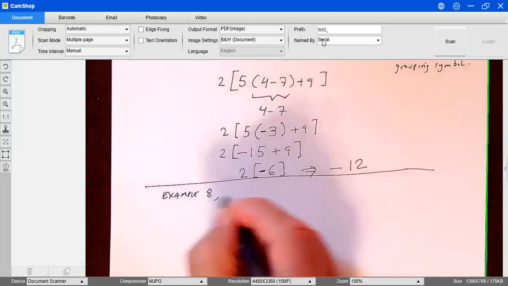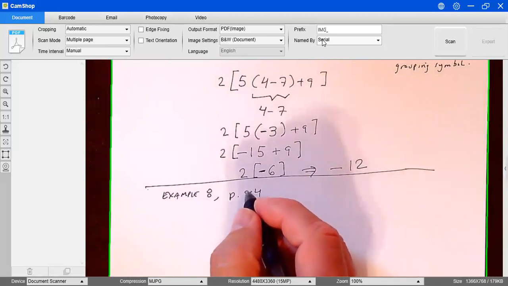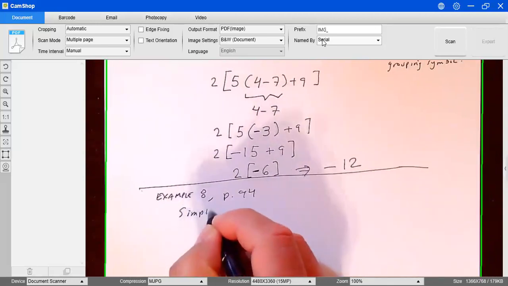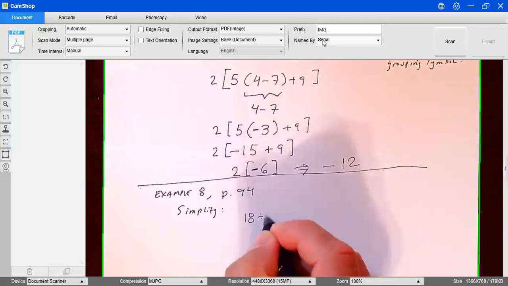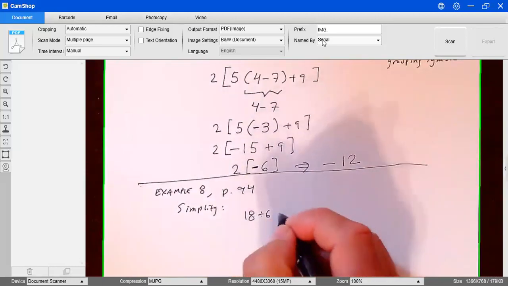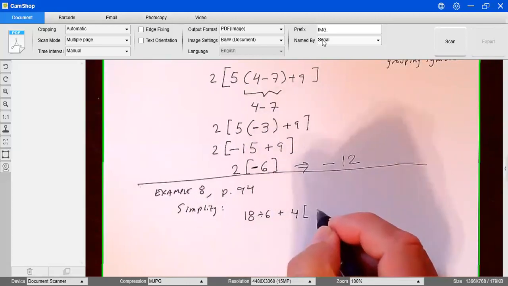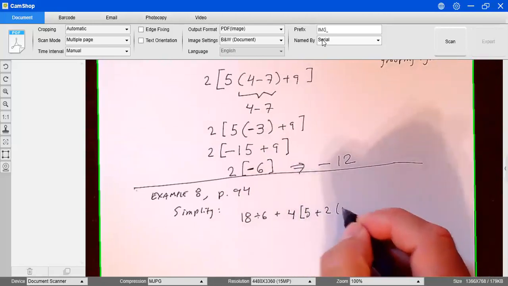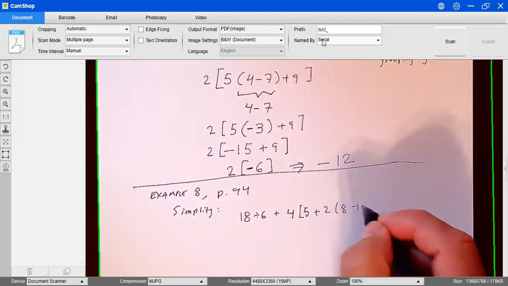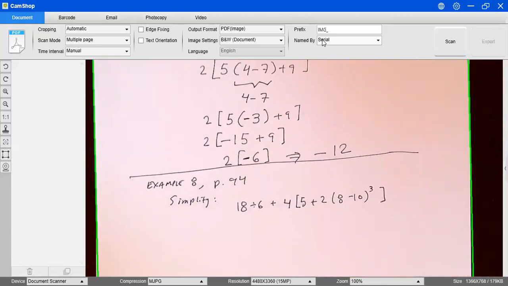Now example 8 on the same page. It's going to be a long list of operations. So we have 18 divided by 6 plus 4 that multiplies 5 plus 2 times 8 minus 10 to the third power. So this is the expression that we're going to simplify.